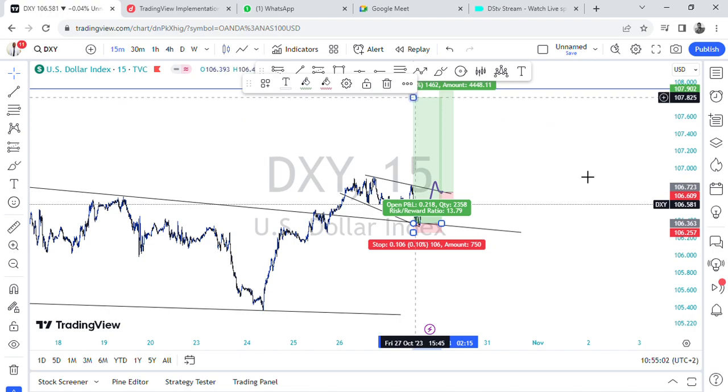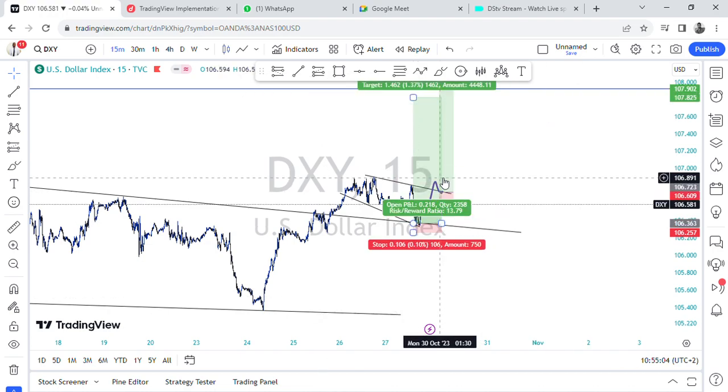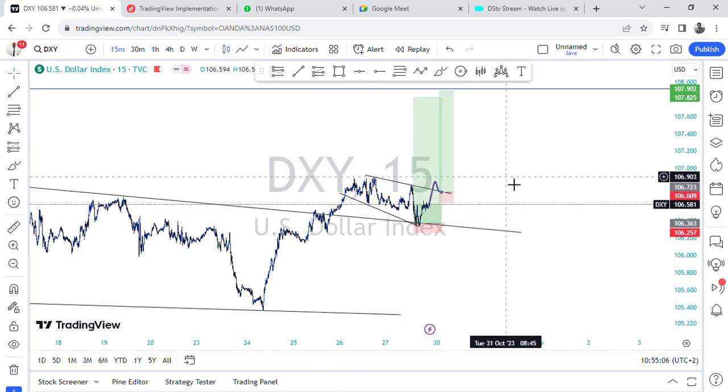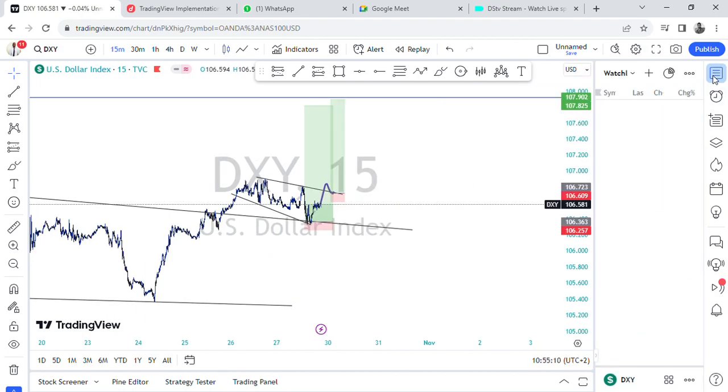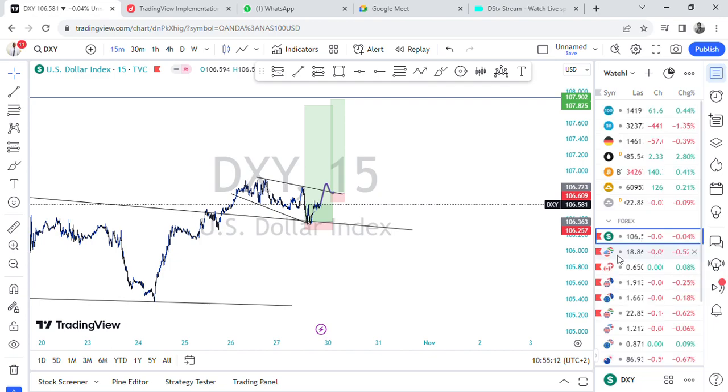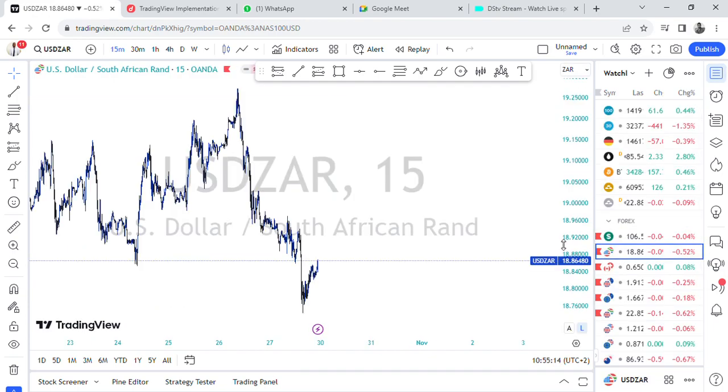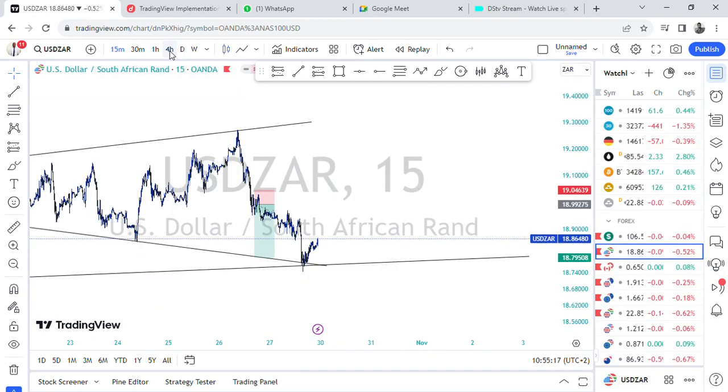Just like that as well, should you have opened a position, the risk to reward ratio is 1 to 13. That's a good position. So after that, I'm just going to the second pair.